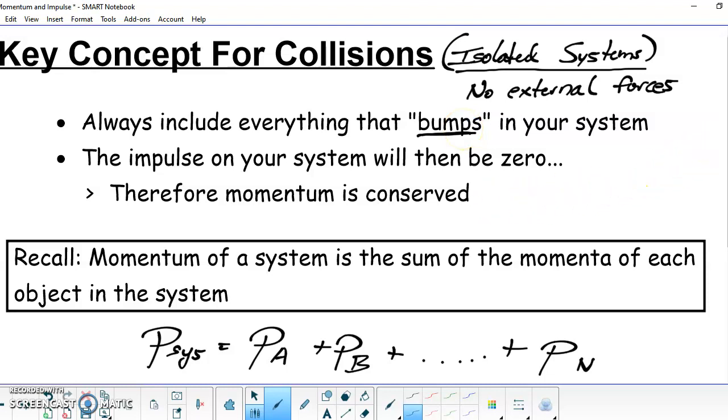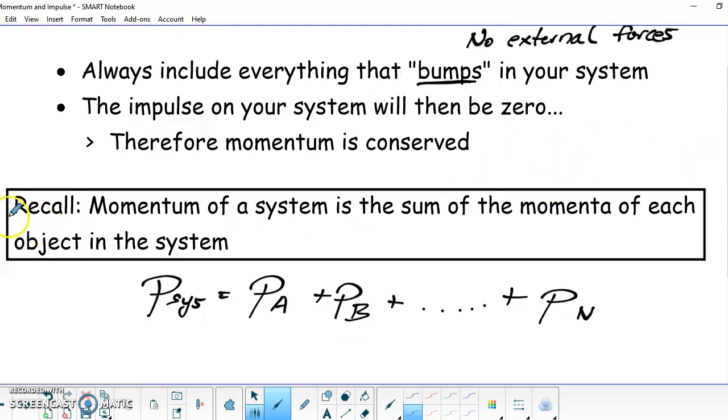When you're considering systems, it's good to remember that the momentum of a system is the sum of all of the individual momenta of each object in the system. And so if we want to know the initial momentum of a system, we would take the initial momentum of object A, add it to the initial momentum of object B, and so forth until we have all the objects out to object N added up in our system. So we can have a system with multiple objects. We just need to add those up. Remember, it's a vector, so we have positives and negatives here depending on the direction they're going.